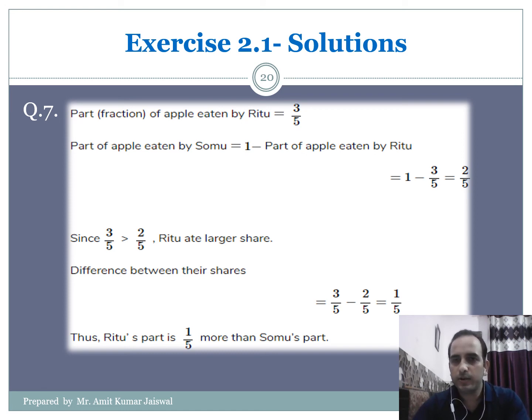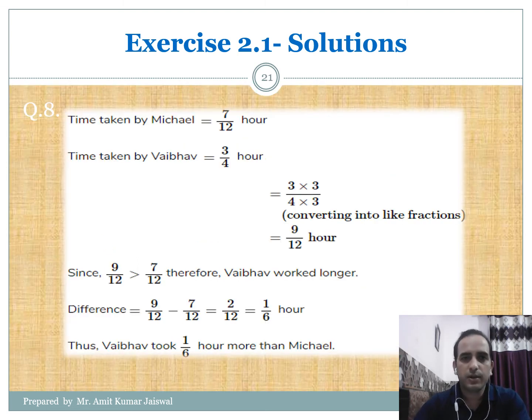You again take the denominator as 1 upon 1 and take the LCM of both the denominators. It is 5, so 1 goes 5 times, so 5 minus 3, 2 upon 5 is the part or share of apple taken by Somu. Now we have 3 upon 5 larger than 2 upon 5, so Ritu ate the larger share of apple. So by how much, you subtract it. So 3 upon 5 minus 2 upon 5, 1 upon 5 is the extra part taken by Ritu. So now next we have the last question number 8 here.